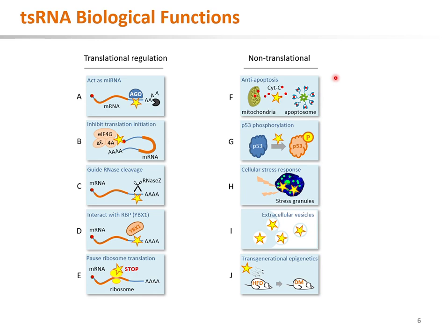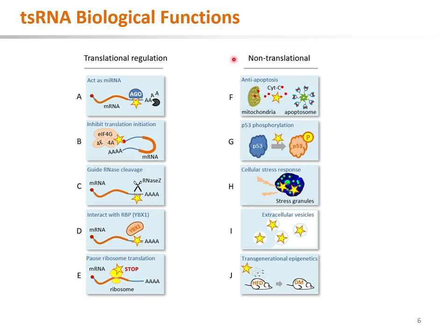tsRNAs have lost the parent tRNA functions as amino acid carrier and mRNA decoder for protein synthesis, but have been endowed with new distinct functions in protein translation regulation. A. Act similarly to microRNAs to repress mRNA translation. B. Act on the translation initiation complex to inhibit protein synthesis. C. Guide RNAs for mRNA cleavage and decay. D. Interact with RNA binding proteins, for example, YBX1, to alter mRNA stability. E. Pause ribosomes during protein translation.